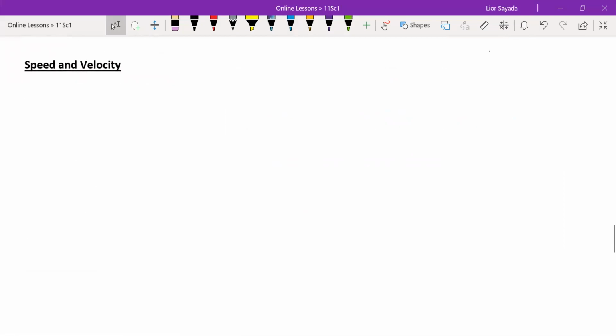The next thing we're going to look at is the difference between speed and velocity. So I'd like you to pause the video and write down what you think the difference is between speed and velocity, and then press play.